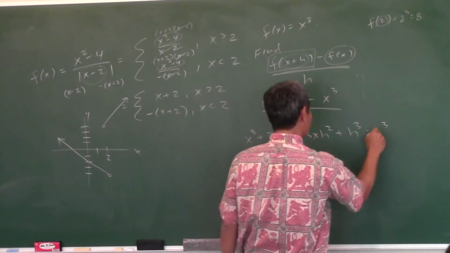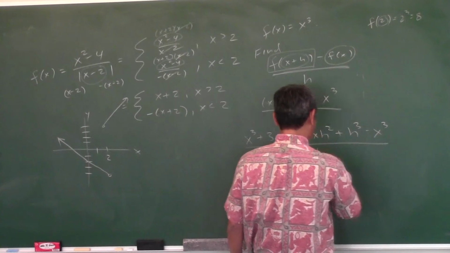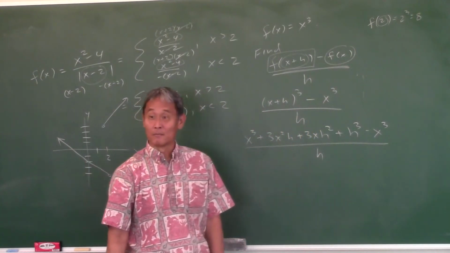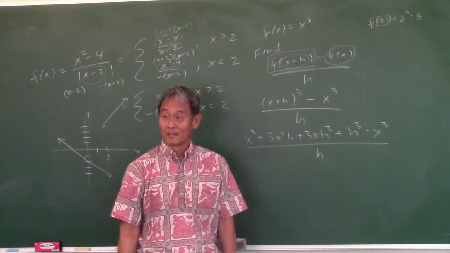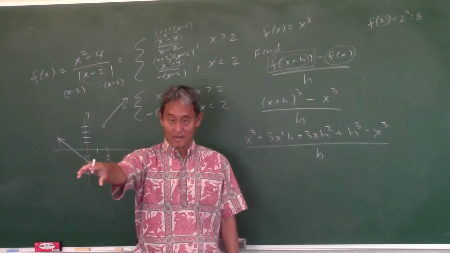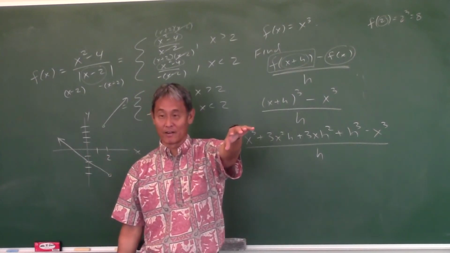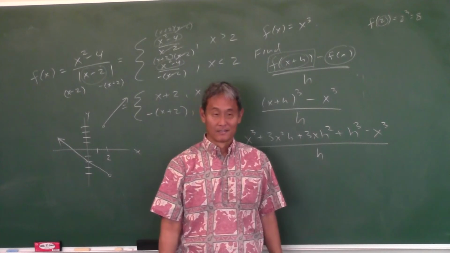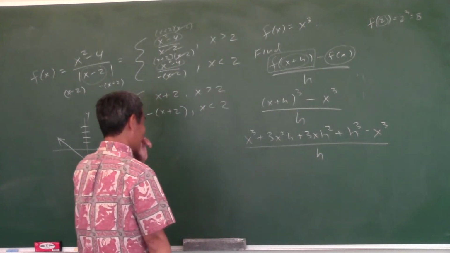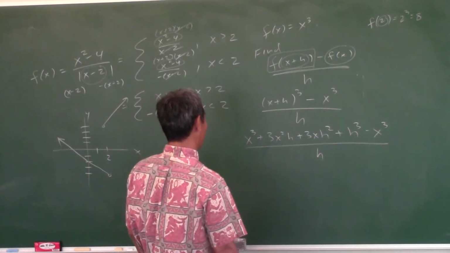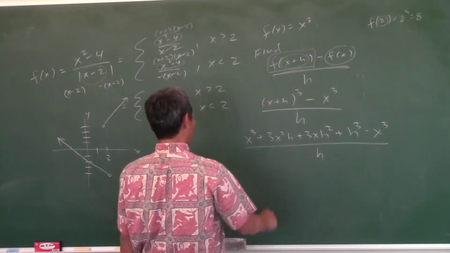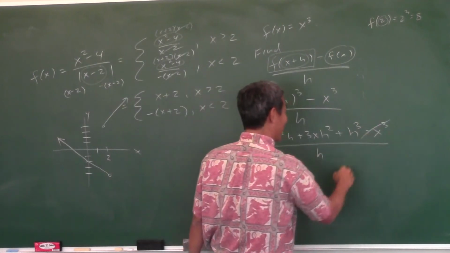Minus x cubed all over h. And like Yamamoto said, the thing would simplify. Yamamoto? I think it's Yamada. No, yeah, but Yamamoto is my imaginary friend over there. Right, Yamada? Yeah.